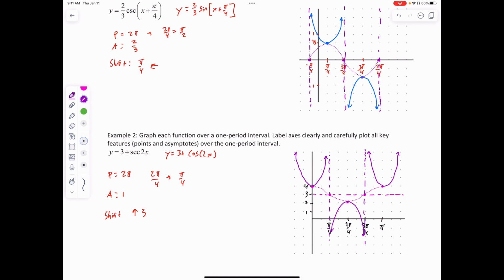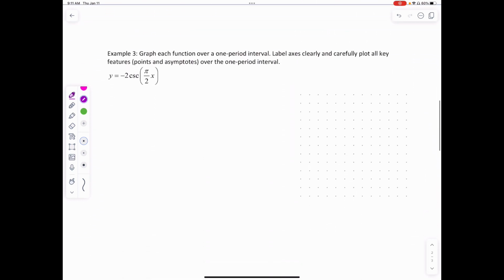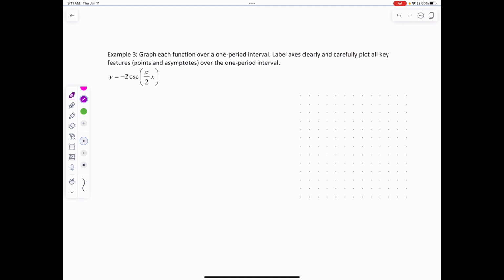All right, let's try one more. In this problem, we're going to graph cosecant. So again, I'm going to start by graphing this as if it were -2 sine of pi over 2x. And then we'll deal with making sure we actually graph the cosecant at the very end.